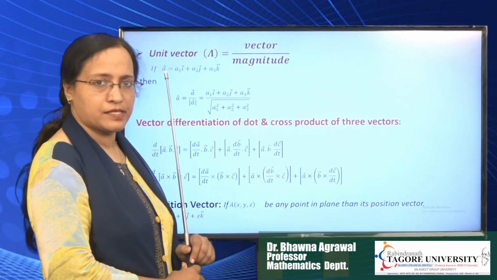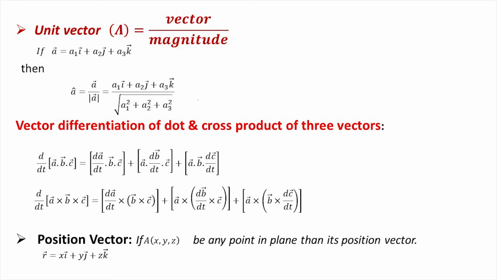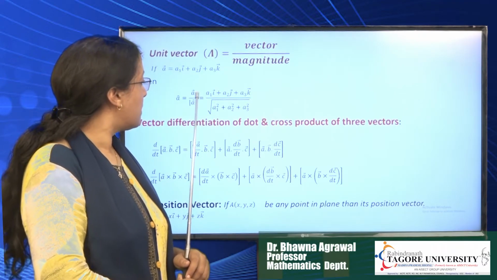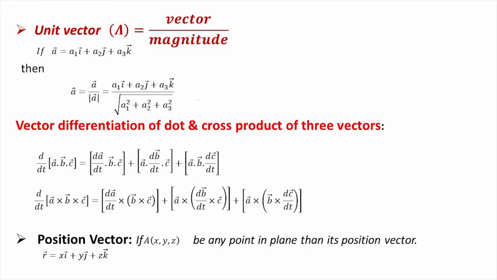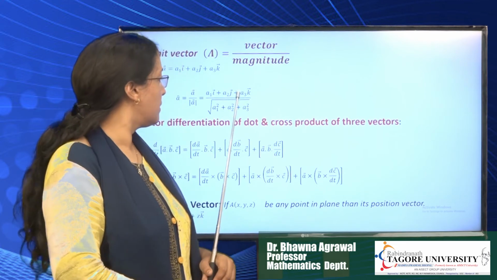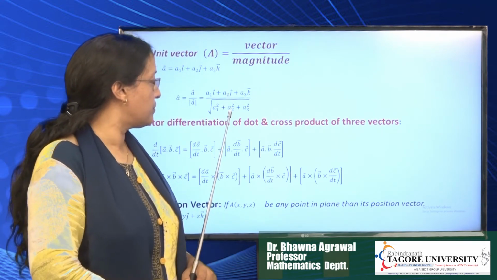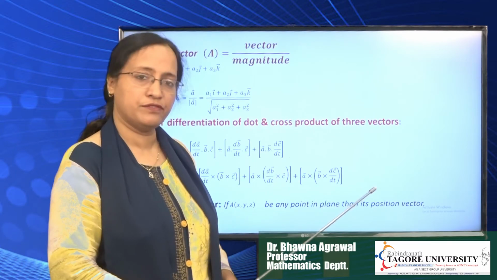Let us take an example. Vector A is equal to A1 i plus A2 j plus A3 k. Here A cap will be equal to vector A upon modulus of A. Now we use A1 i plus A2 j plus A3 k. For the modulus, it is the square root of the sum of the square of the coefficient of i, the square of the coefficient of j and the square of the coefficient of k. Next, vector differentiation of dot and cross product of three vectors.